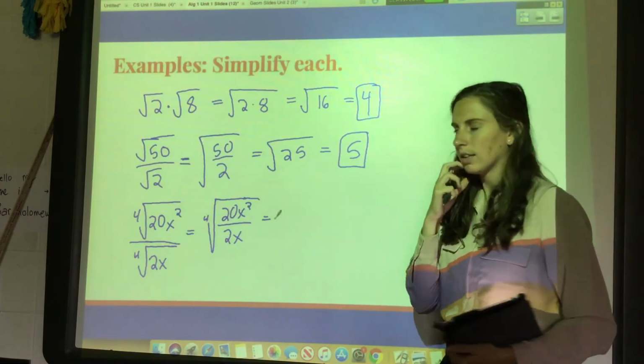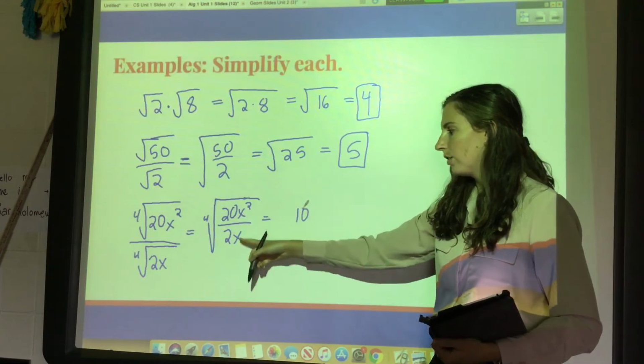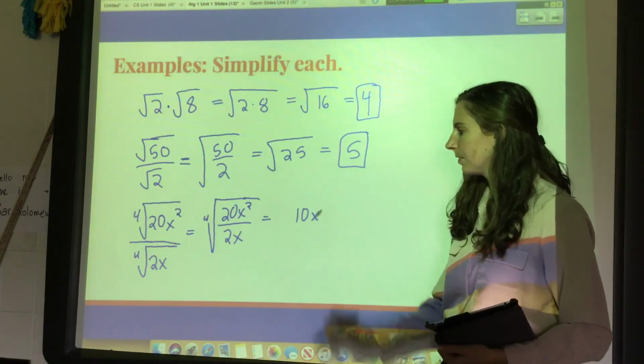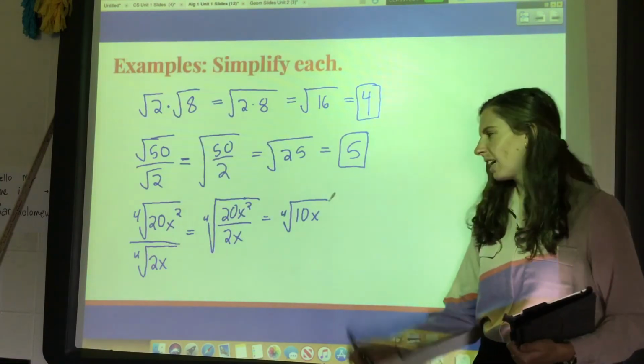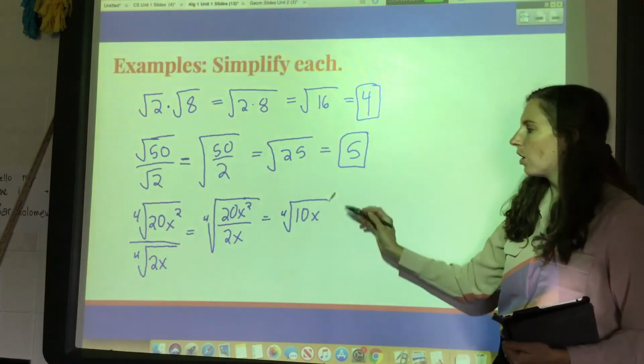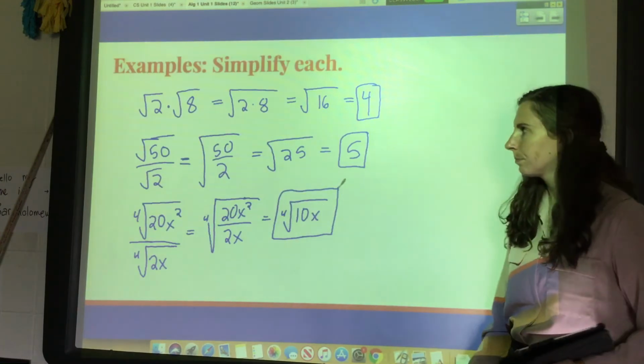We can simplify this a little bit. 20 over 2 is 10, and x squared divided by x is x, and it's still the fourth root. I can't take the fourth root of either of these, so I'm just going to have to be done there. But at least I simplified a little bit.